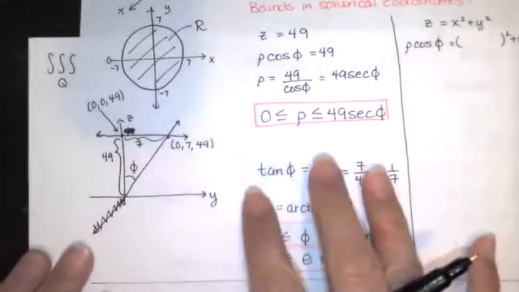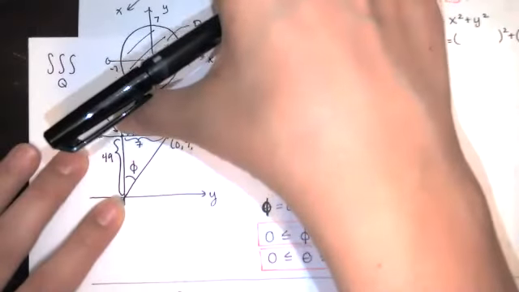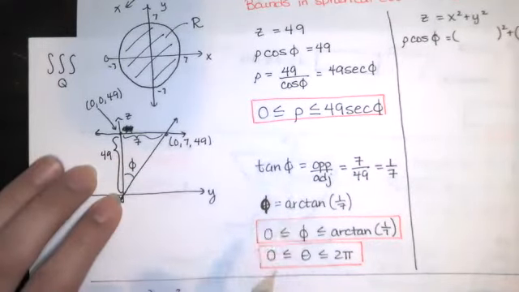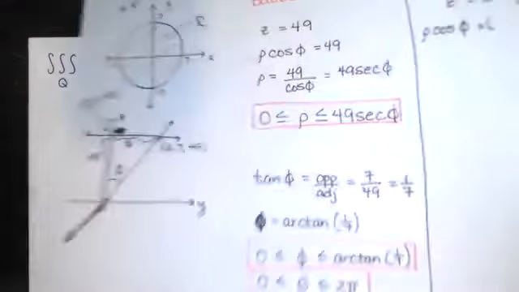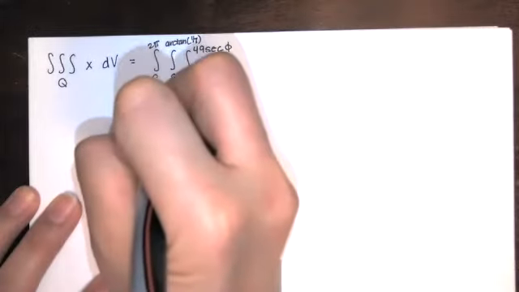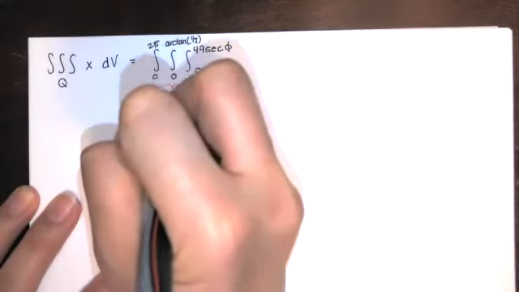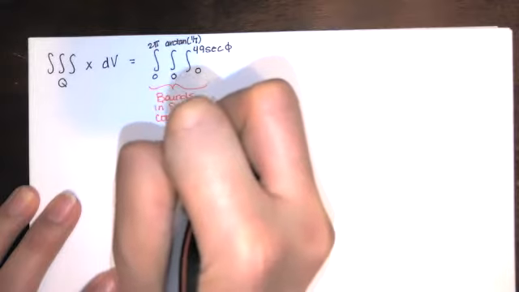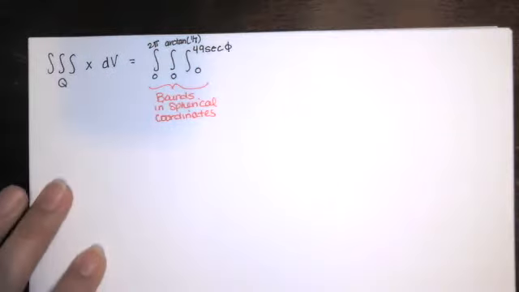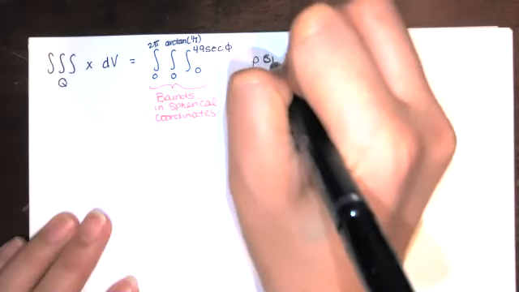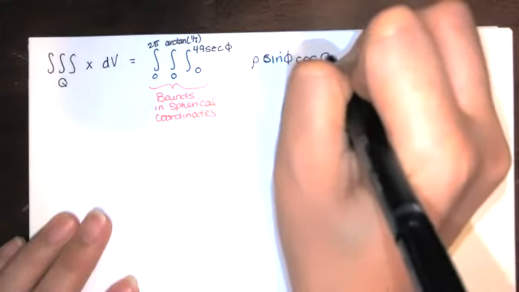And that came from this triangle that I've just drawn. It's so ugly. It looks like that right there. A tangent of phi is 7 over 49. So we get this, and we solve for phi, and we get arctan of 1/7. And then theta goes from 0 to 2 pi. Okay, so we've got bounds in the new coordinate system. Now we want the original integrand in spherical coordinates. Well, in spherical coordinates, x is equal to rho times sine of phi times cosine of theta.